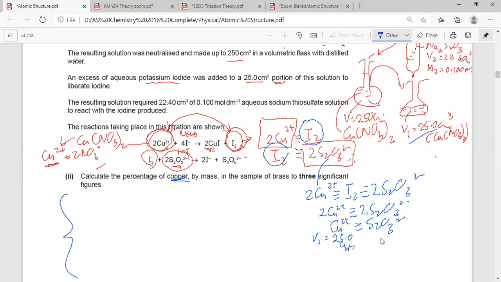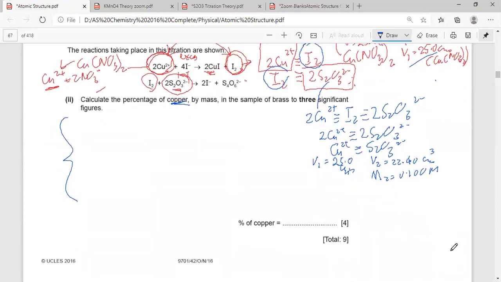How much of this thiosulfate is used? So V2 is equal to 22.40. I hope I can see correctly. And your M2 is how much? 0.100 molar. So I want to find how many moles, then I can find the mass. Quite simple. So I start from known to unknown.